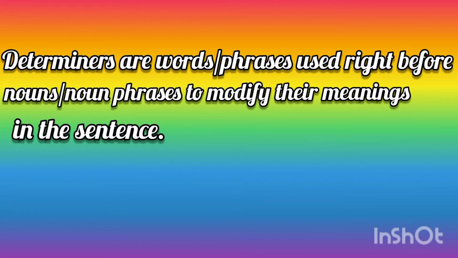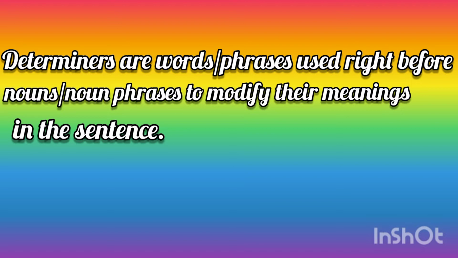So then, what are determiners? Determiners are words or phrases that are placed right in front of nouns or noun phrases in the sentence to modify the meaning of the noun. So I repeat, a determiner is a word or phrase which will come just in front of a noun or a noun phrase in the sentence.